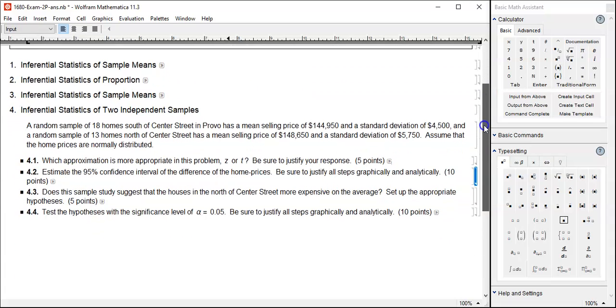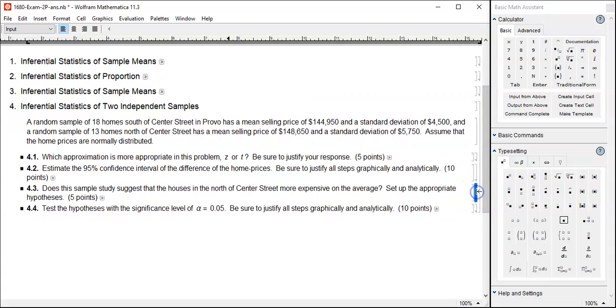Alright, we are done with the interval estimation, so let's go to hypothesis testing. Does this sample study suggest that the houses north of Center Street are more expensive on the average? So 148,650 versus 144,950 using these standard deviations.